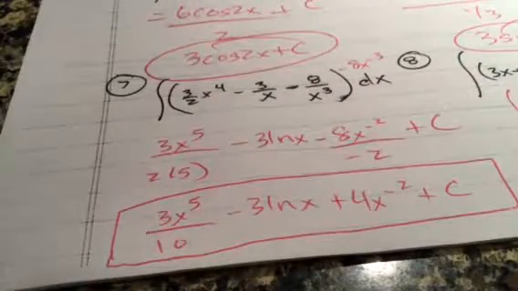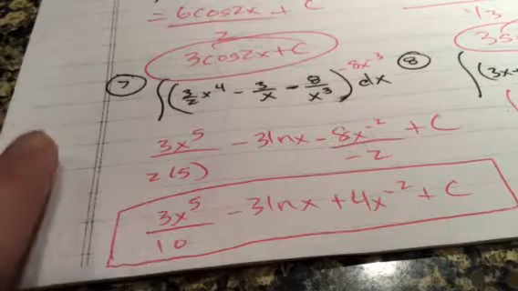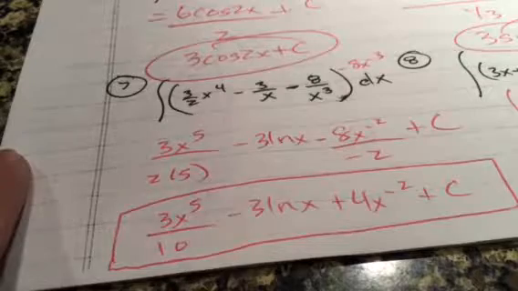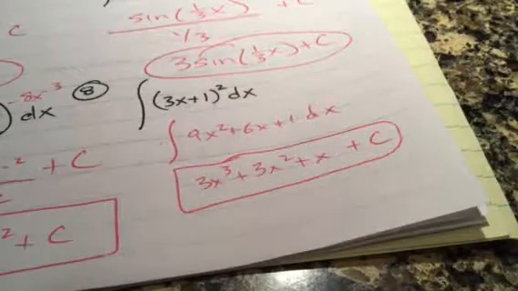Here, now folks, 3 over x is like 3 times 1 over x. The antiderivative of 1 over x is natural log. That's why it's 3 natural log x. 8 over x to the third is 8 times x to the negative third. 1 power more divided by that power. You got to FOIL baby FOIL, and then take the antiderivative. All right, so that's a good one there.